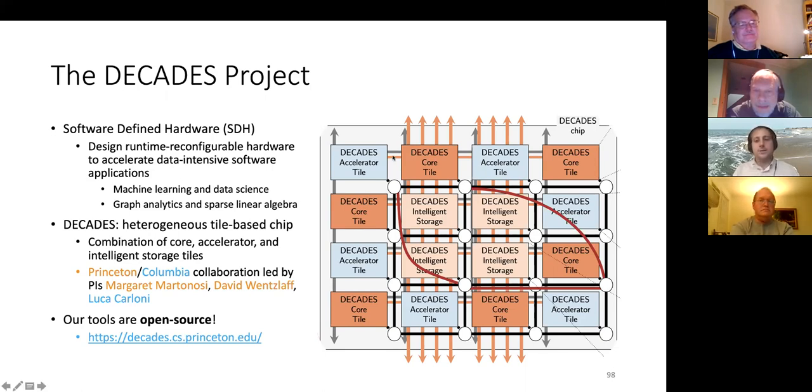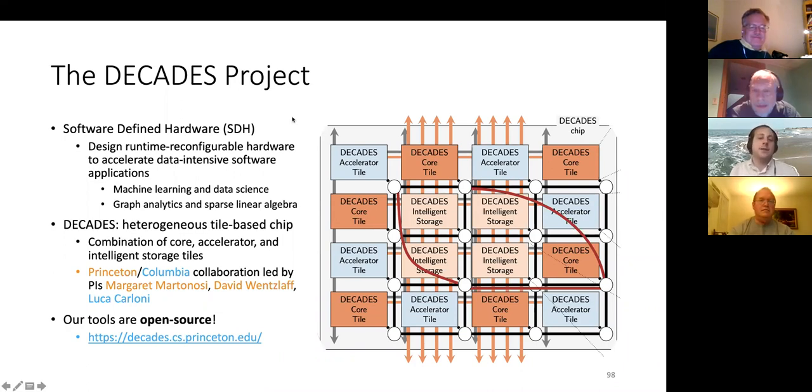The architecture, which I think Margaret, David, and Luca came up with in this drawing, is a big heterogeneous tiled architecture where you have cores, you have accelerators, and then something they called intelligent storage. This is like a programmable cache, or different ways to efficiently move data around the chip that is different from what you might see in a Von Neumann architecture. One thing we've been committed to during this whole project is that our tools are all open source: compilers, simulators, everything. You can just go to this link and find them.